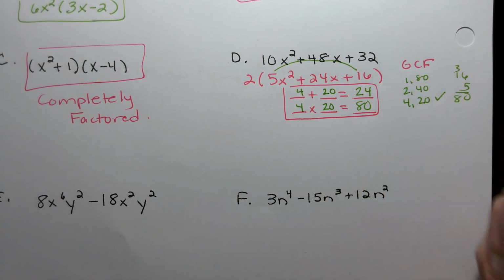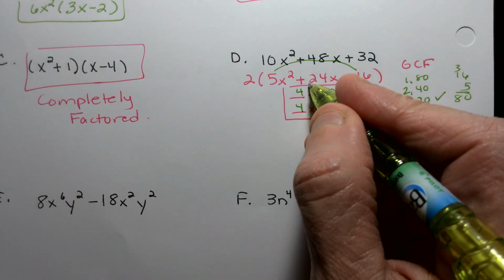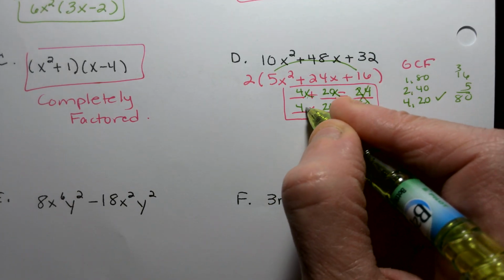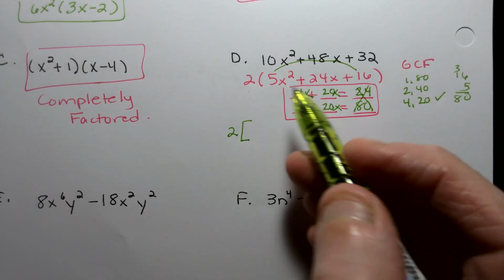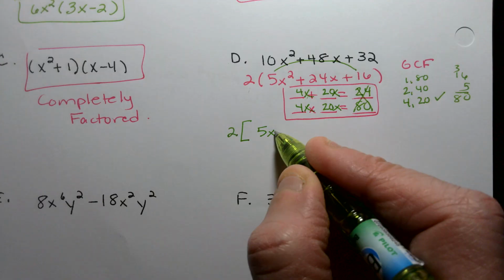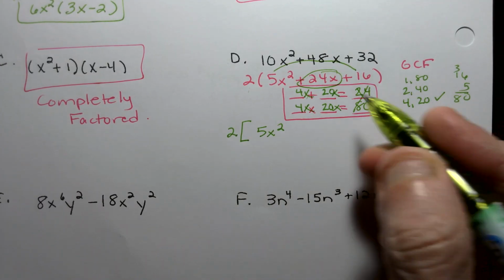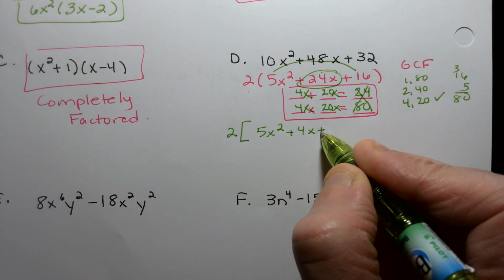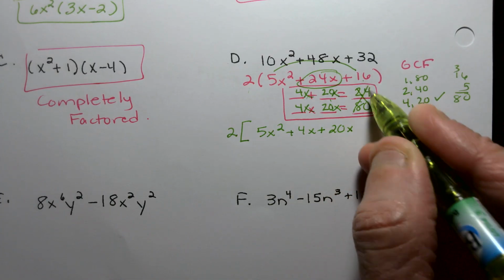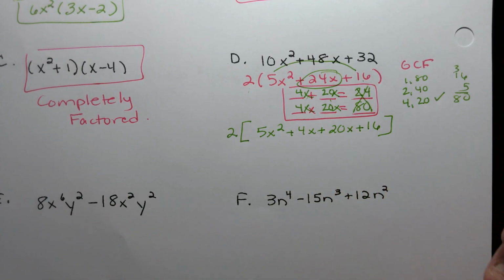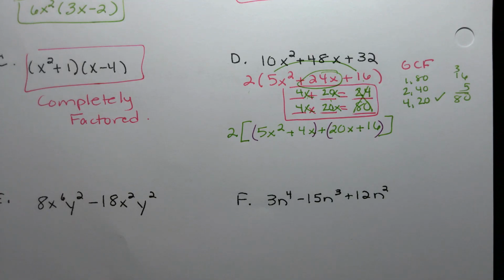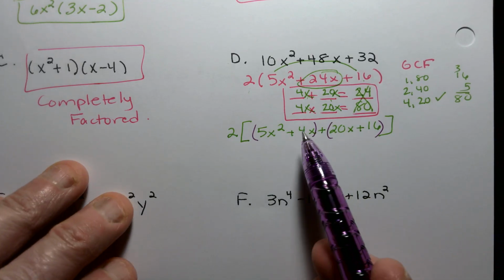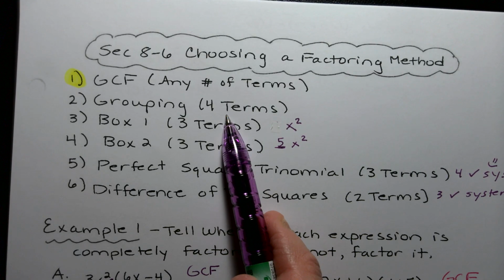And remember, box 2 doesn't mean we stop there. It means we are going to rewrite that middle term with 4x and 20x. So I'm just going to leave that 2 out here, and then I'm going to rewrite this 5x squared, and instead of the 24x, I'm going to put plus 4x plus 20x plus the last term, which is 16. We're grouping now. So we put our parentheses around it, because how many terms are there? 1, 2, 3, 4. 4 terms, grouping.